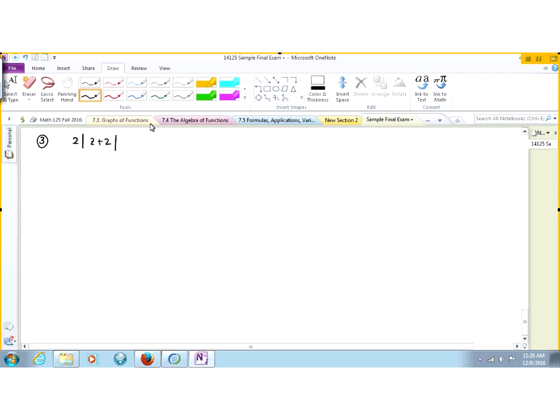2 times the absolute value of z plus 2 is greater than or equal to 50. So, what would you do first? Yes, isolate the absolute value. So 2 times the absolute value of z plus 2 is greater than or equal to 50.